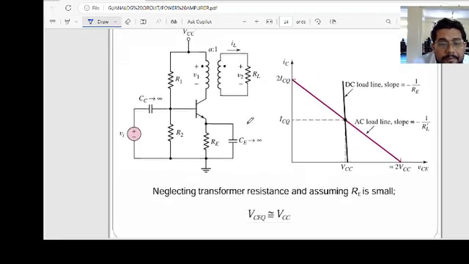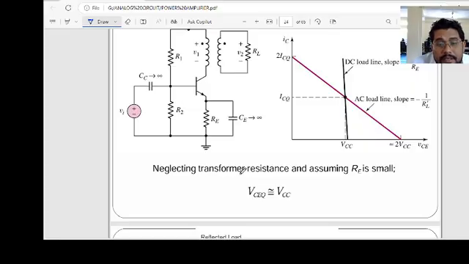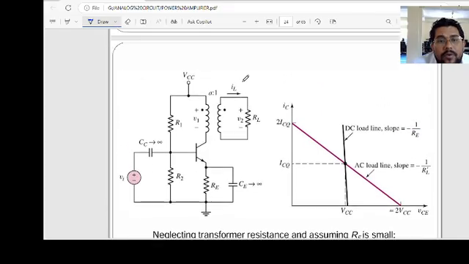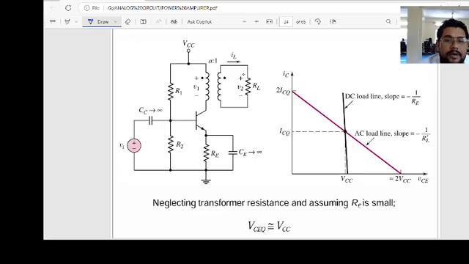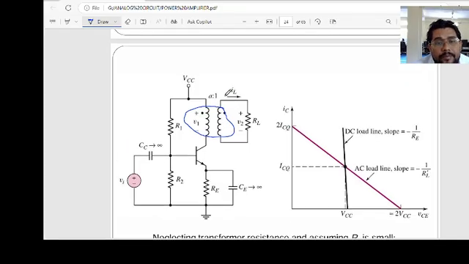This is the RC coupled amplifier, neglecting the transformer resistance, assuming RE is 0. So this is the transformer coupled amplifier. What we have discussed as the RC coupled amplifier changes only here. This is the DC load line with slope 1 by RE. For the AC load line the slope is 1 by RL. This is the circuit of the transformer coupled amplifier.